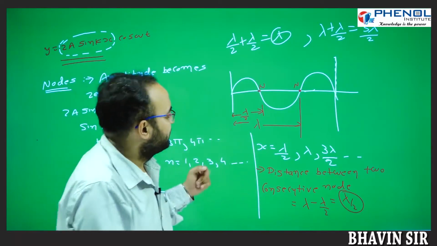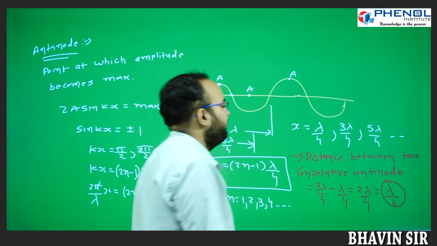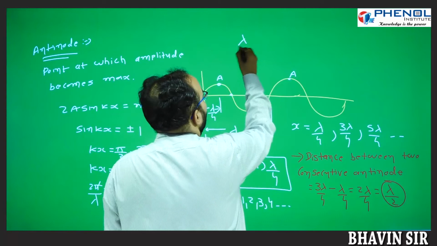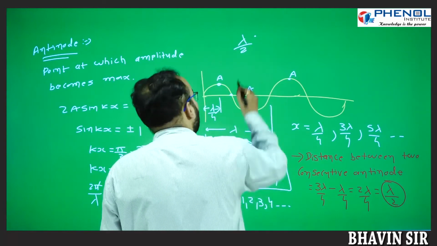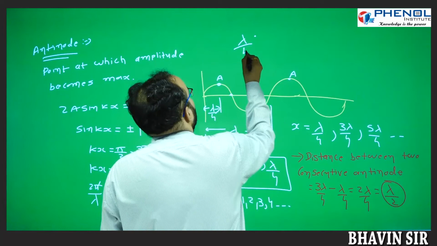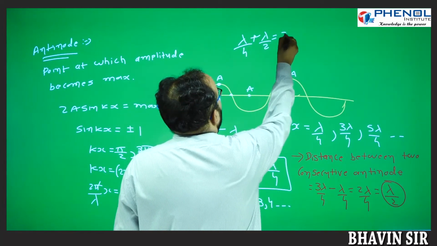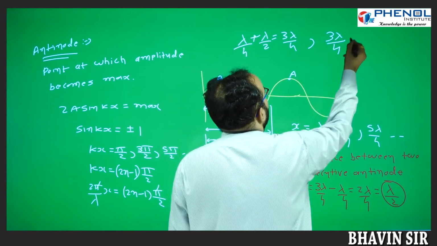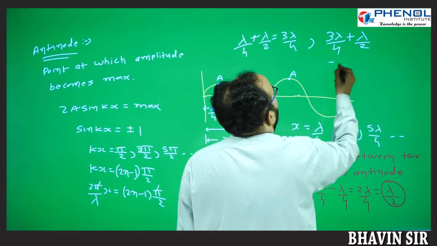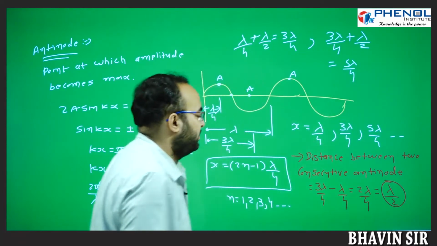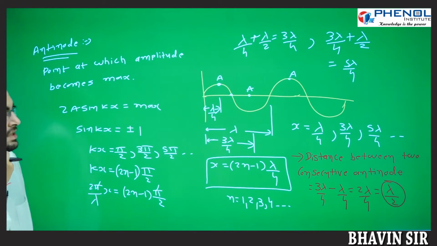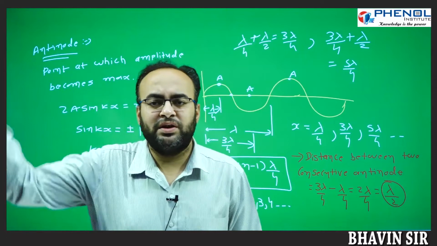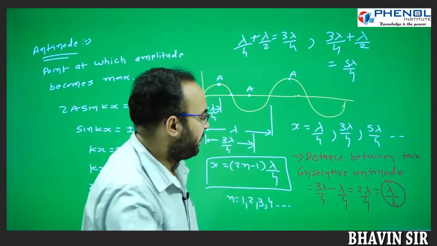Same here. If we know the first position of antinode is lambda by 4, then to get the position of the second antinode, add lambda by 2. Take LCM. Again, to obtain the third position, add lambda by 2, so we get 5 lambda by 4. So the distance between two consecutive nodes is lambda by 2, and the distance between two consecutive antinodes is also lambda by 2.